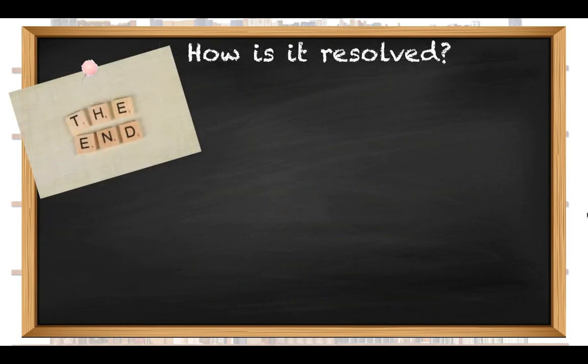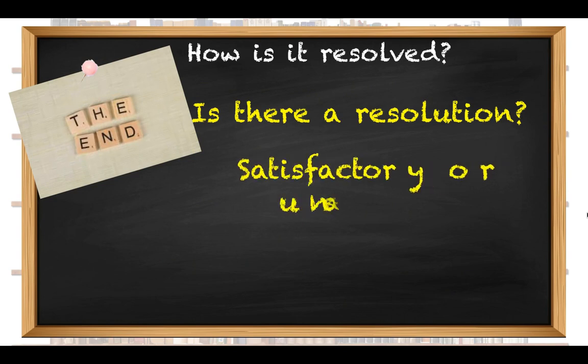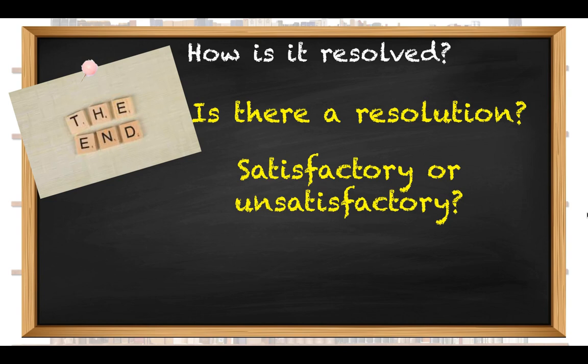And finally, how is it resolved? Does the author, playwright or director offer a resolution to the theme or issue being explored? Is it a satisfactory or unsatisfactory outcome? How does it impact on the characters in the text?